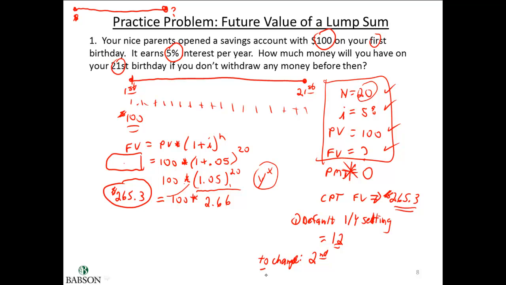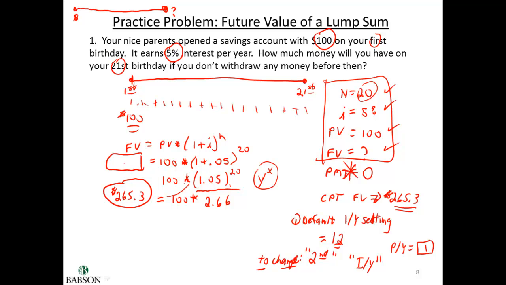So to change the periodicity, you hit the second button and then you hit the I/Y button. And when you hit that, you should see on your screen, it should say P/Y equals, and that's what your calculator is set to. For now, you want it set to 1. So punch 1 and then enter, and it should set to 1. If not, try it again.